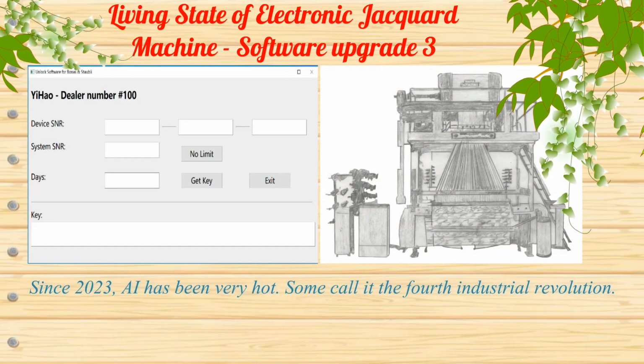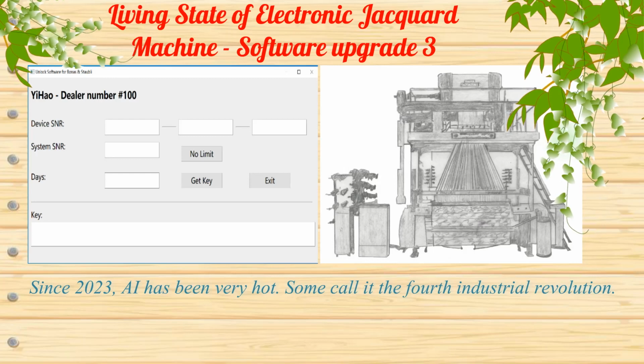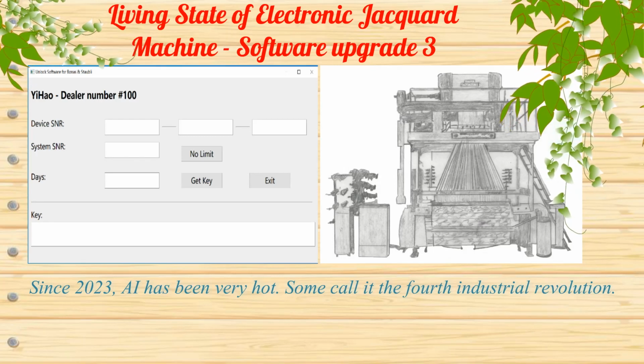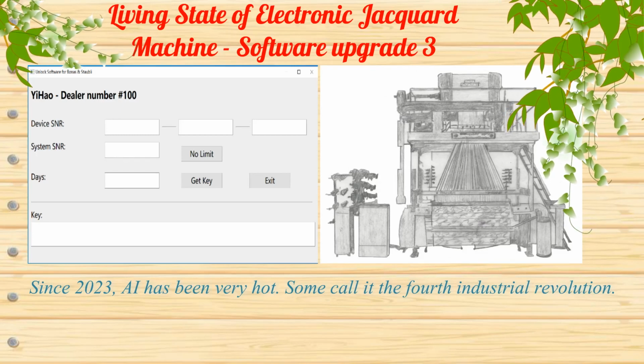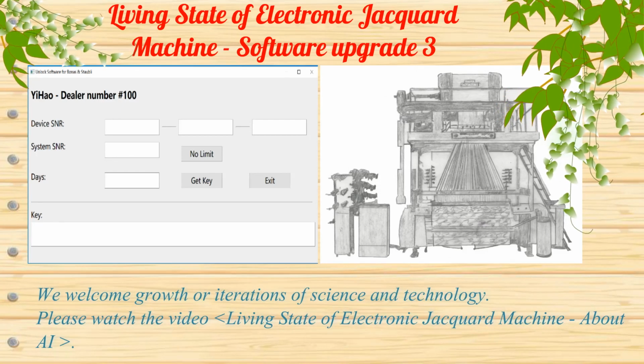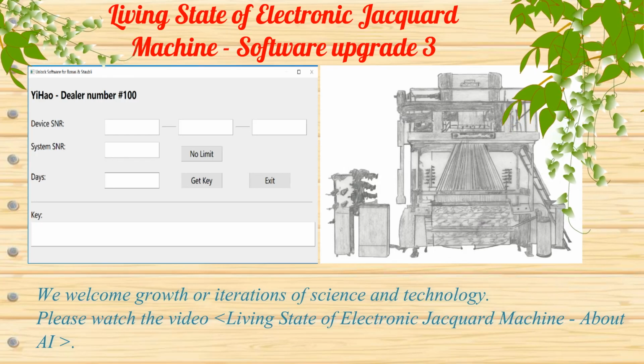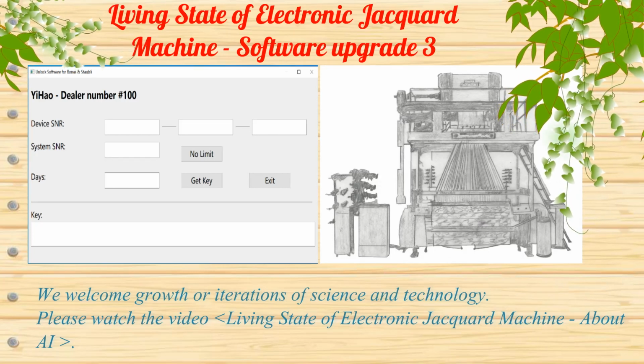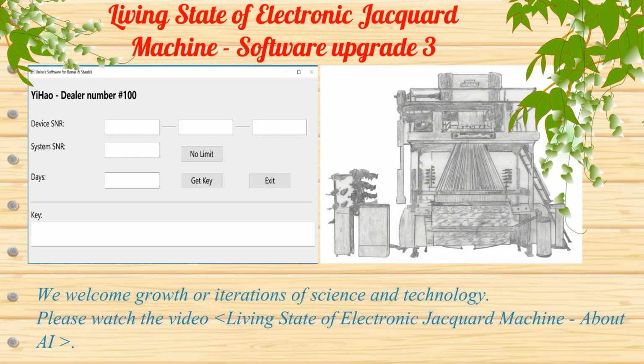Since 2023, AI has been very hot. Some call it the fourth industrial revolution. We welcome growth or iterations of science and technology. Please watch the video, Living State of Electronic Jacquard Machine about AI.